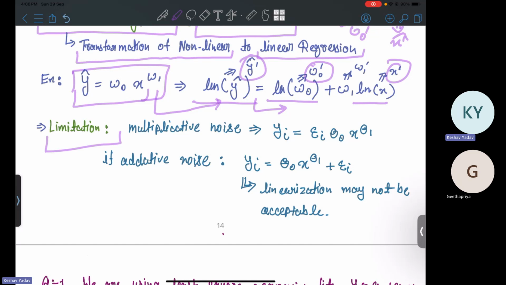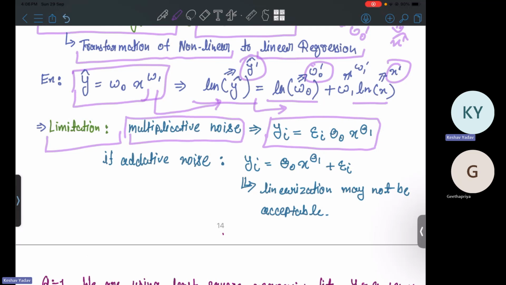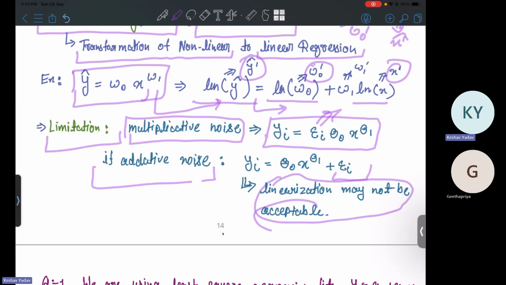What limitation does it have? By assuming this kind of relation, we are assuming that our noise is multiplicative. Once it is multiplicative, when we take the ln, it becomes additive, so that can be solved using linear regression. But if the error itself is additive, then this linearization may not be acceptable. Clear? So this is what has been discussed in week 10.